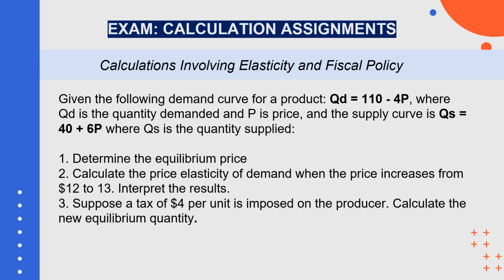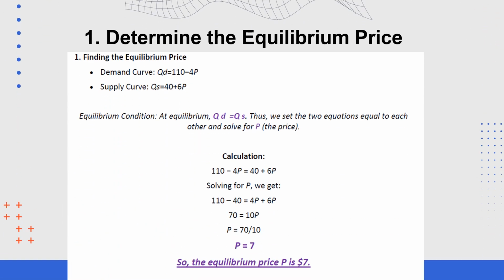So let's start in chronological order with the determination of the equilibrium price, which is pretty easy. The equilibrium point is a point at which QD equals QS. So it's a point where supply meets demand. In other words, we just have to set the two equations equal to each other and solve for P. In other words, 110 minus 4P must be equal to 40 plus 6P.